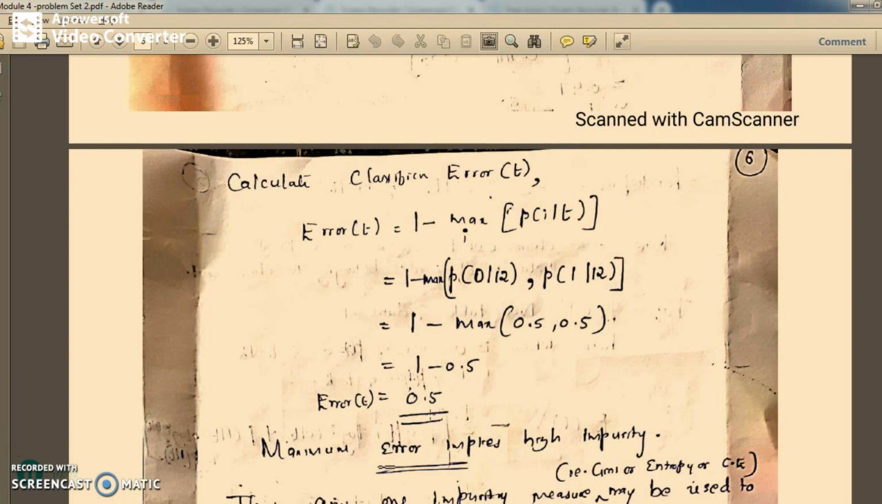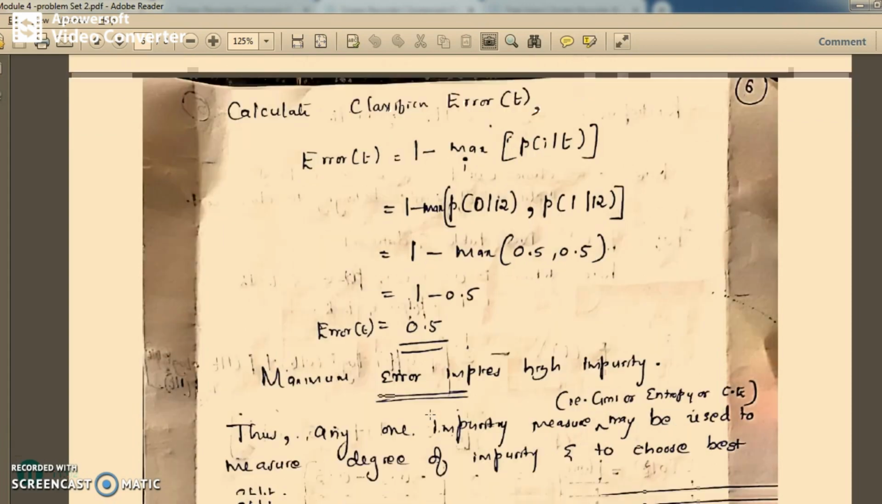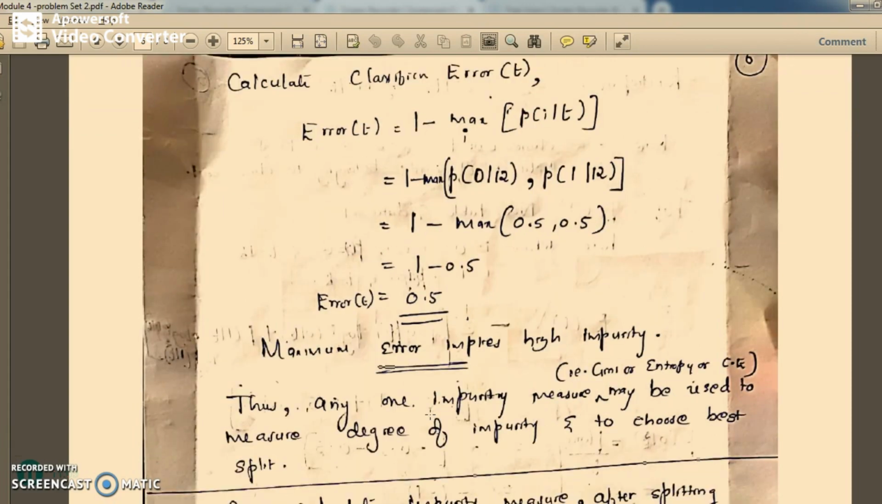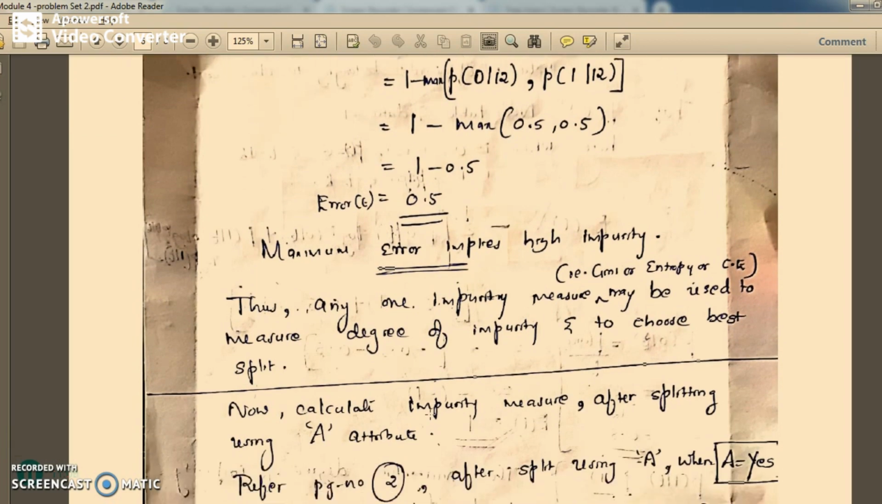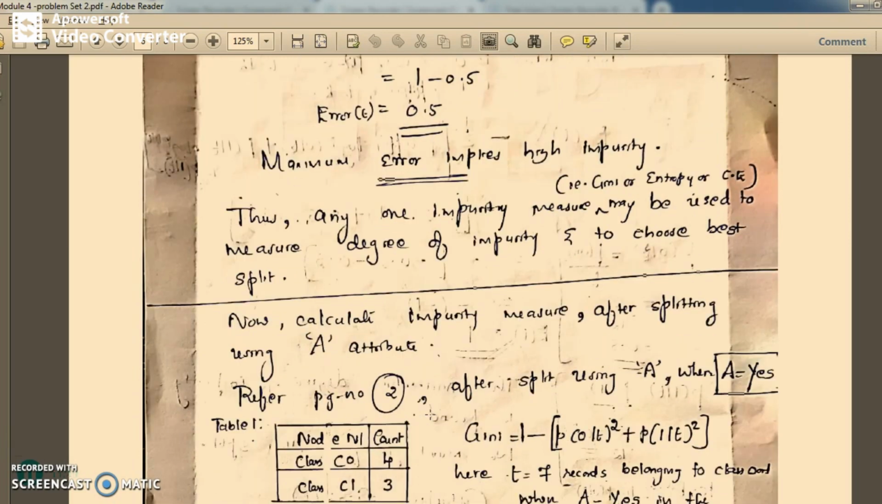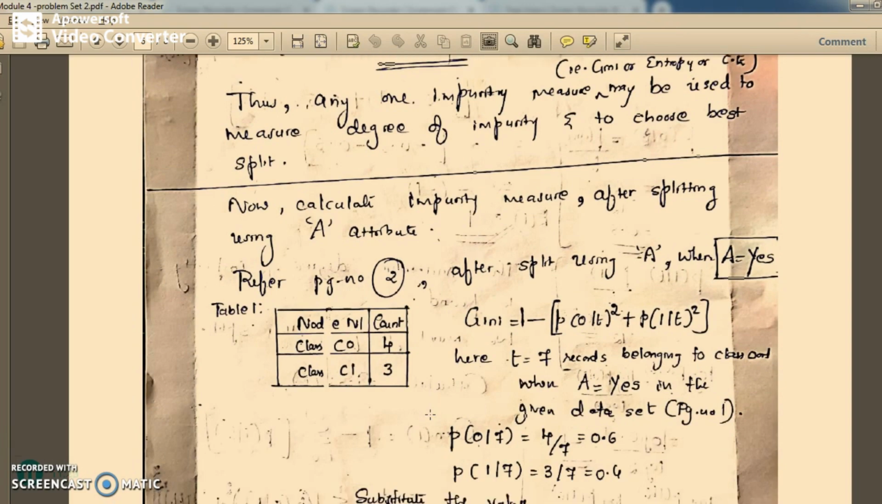So by doing this, what is the final inference after calculating all the three errors? We see that the parent node has a high degree of impurity. So what is the next step? We have to go for splitting. For splitting, we have already chosen attribute A. So now let's check whether attribute A has given us a low degree of impurity or a high degree of impurity. The splitting is already done. Now only the calculation of the degree of impurity is remaining.